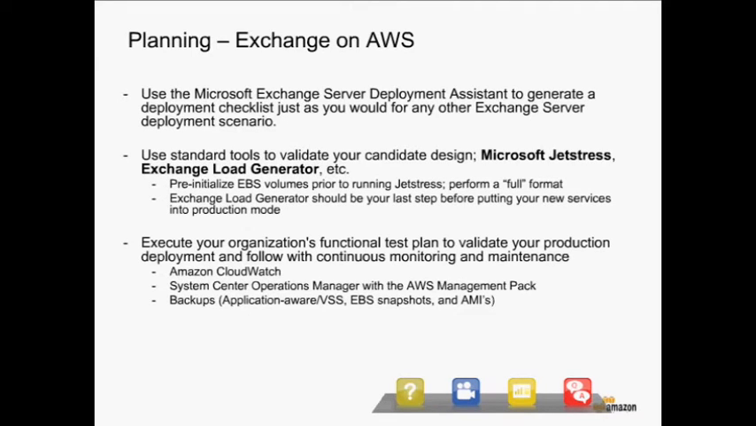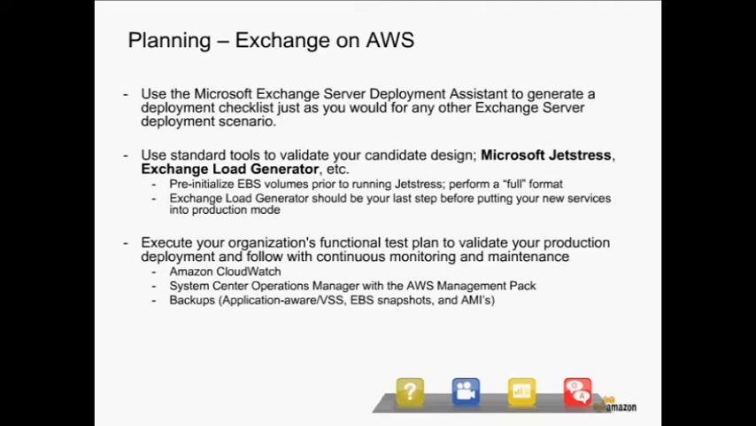You would use the Microsoft Exchange Server Deployment Assistant just as you would for any other Exchange deployment to generate your checklist of steps, whether it's a transition, or you're just extending your existing infrastructure out to AWS, or you actually plan to do a coexistence model followed by a cutover. Use your standard tools to validate the candidate designs that you produce using the Role Requirements Calculator and the other tools available from Microsoft. You then validate those candidate designs using Jetstress against your storage system that you've set up for your EBS volumes. Make sure that you pre-initialize your EBS volumes by doing a full format, just as you would in any other thin provisioned environment, whether it's AWS or physical hardware.